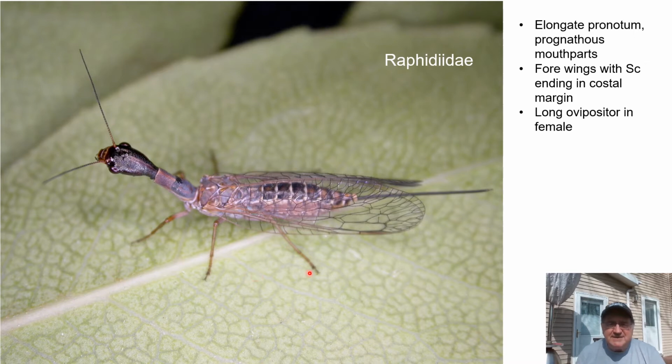You can see that. I'm not sure if I can. I believe here's the subcostal vein that comes up and ends in the costal margin, the anterior margin of the wing. And then you see this elongate appendicular ovipositor, very reminiscent of what you see in things like Hymenoptera that also have an appendicular ovipositor.